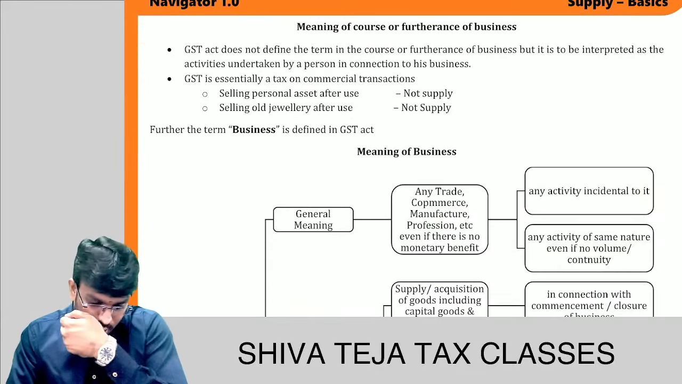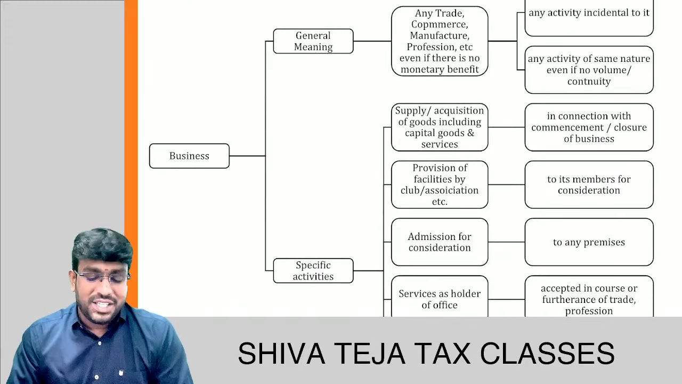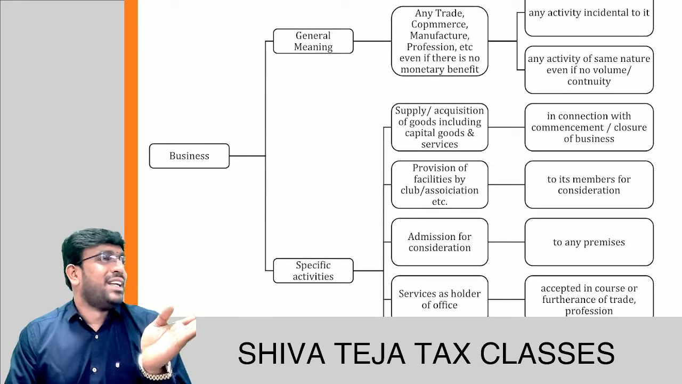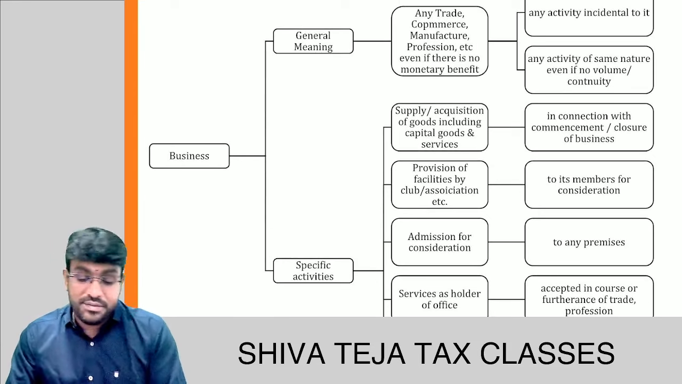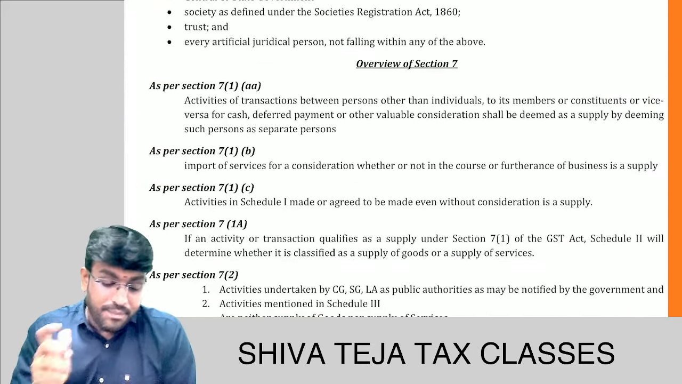See, course of furtherance of business we discussed. Business means what? I am sure you know this. Trade, commerce, manufacture. I didn't discuss this basic point because you already know this. Person means what, we know. Yeah, this point is important.